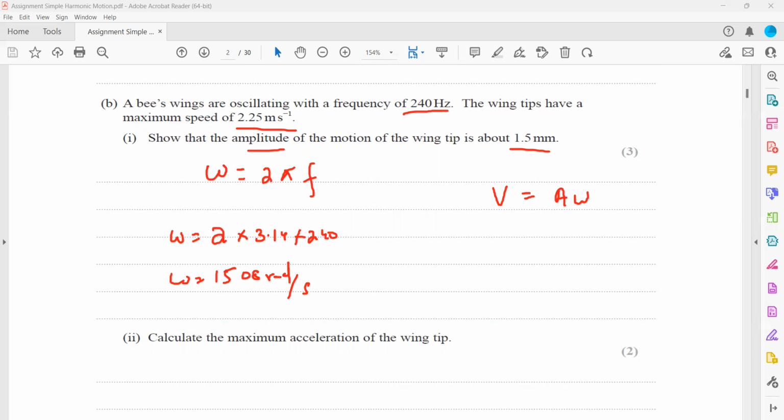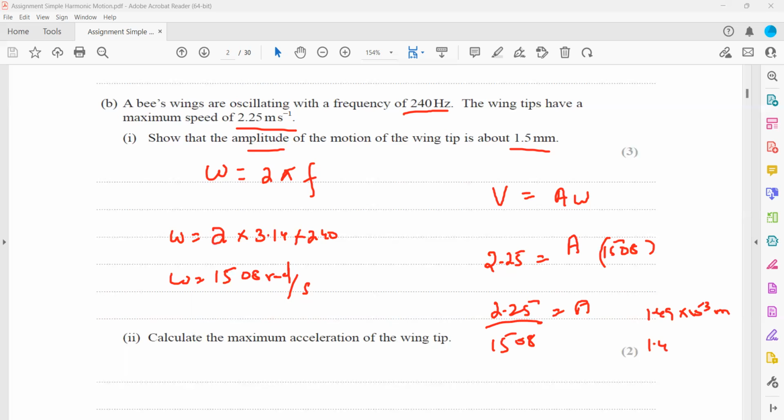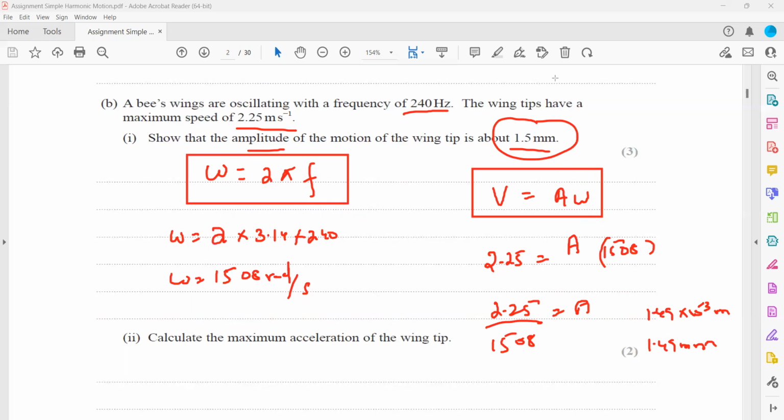And then we have the speed given as 2.25. Amplitude we don't know, and the angular speed we worked out as 1508 radian per second. So we'll divide 2.25 by 1508. That will be the amplitude. When we divide them, the amplitude comes out as 1.49 times 10 to the power minus 3 meter, which is about 1.49 millimeter. And we have to show it's about 1.5. So the two important formulas: one relating the angular frequency with frequency, another relating the speed with angular velocity. Is this part clear?